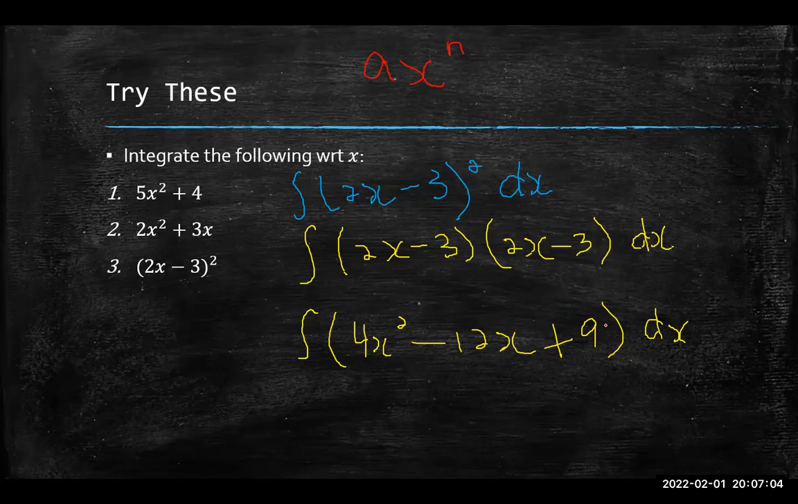This 9 is also in the form ax to the n. A is 9, and x, well, it's implied: x to the 0, because anything to the power 0 is 1. So by saying 9, I imply 9 times x to the 0. x to the 0 is 1, and 1 times 9 is 9. So that's why this and this are the same thing. So now that I have each individual term in this form, I can integrate.